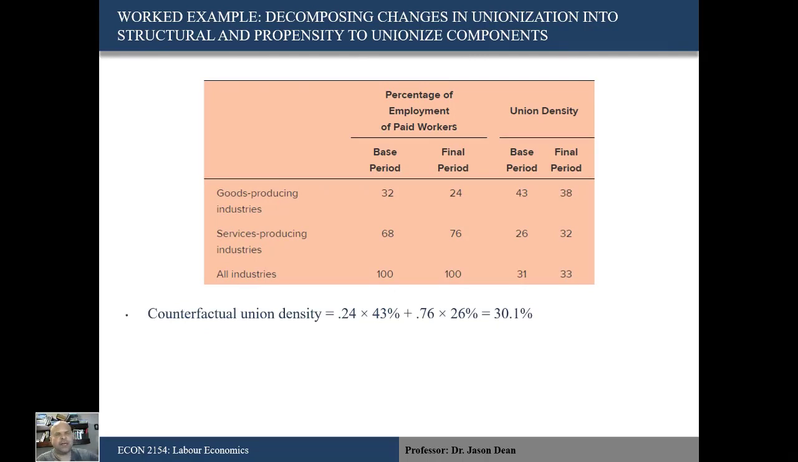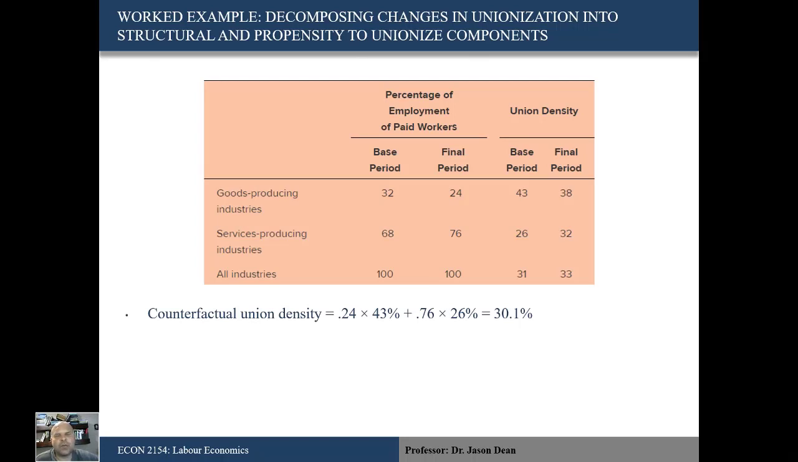Suppose that union density in each sector remained at its base period level, but that the composition of employment changed between the base and final periods as indicated above in the table. As such, we allow for structural change in the economy, that is the changing composition of employment, but we hold constant the propensity to unionize, the union density in each sector. Under this scenario, what would have been union density in the final period?